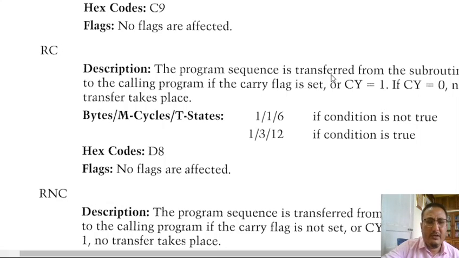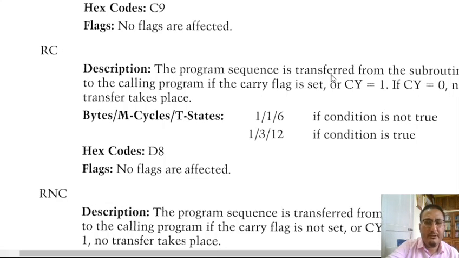Now RC, on execution of the RC instruction, the program sequence is transferred from the subroutine to the calling program if the carry flag is set, or carry flag is equal to 1. Again, I'll repeat it. On execution of the RC instruction, the program sequence is transferred from the subroutine to the calling program if the carry flag is set, or carry flag is equal to 1. If carry flag is equal to 0, then no transfer takes place.